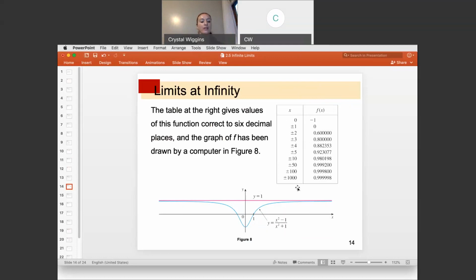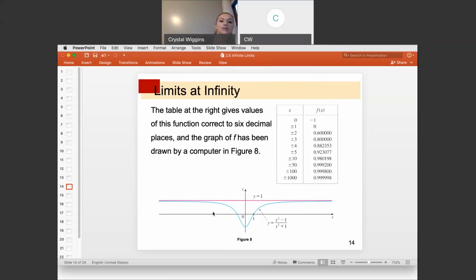Now, we are looking out to infinity. So if I'm looking out to positive infinity on the x-axis, so if I'm asking you, what is the limit of this function as x gets really, really big, you're seeing that it approaches the value of 1. I could also take the limit as x approaches negative infinity, and that limit would be equal to 1 as well. It's going to be equal to 1 on both sides.